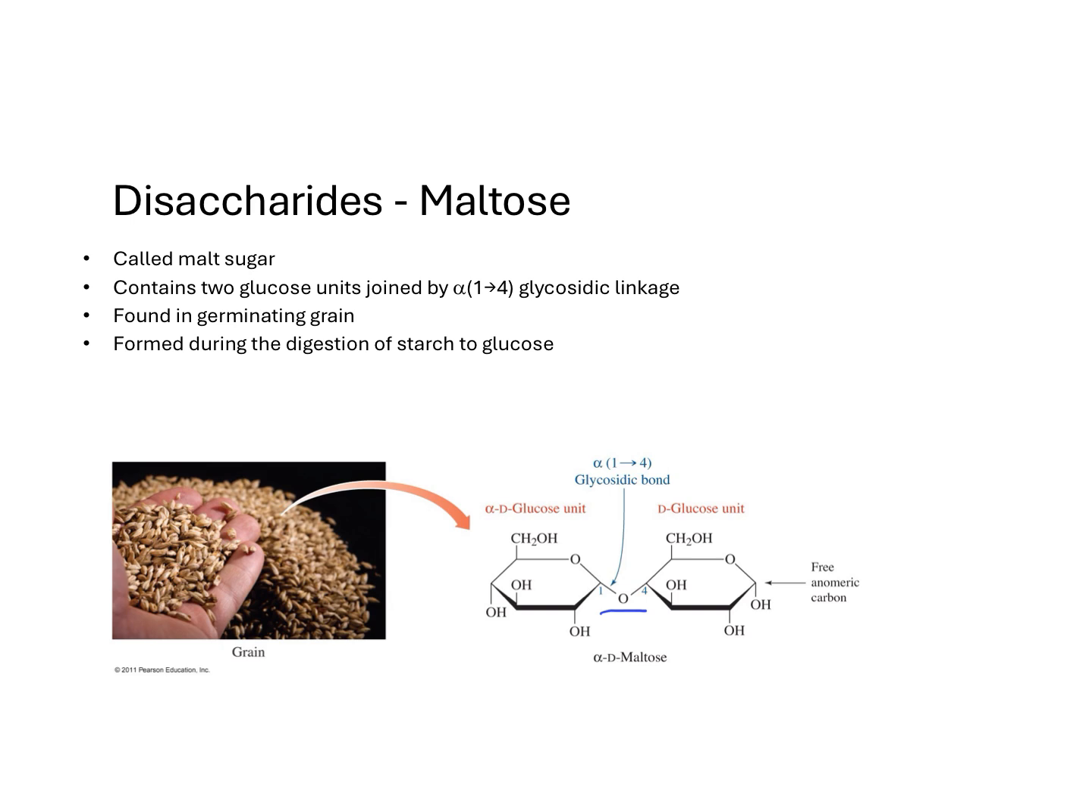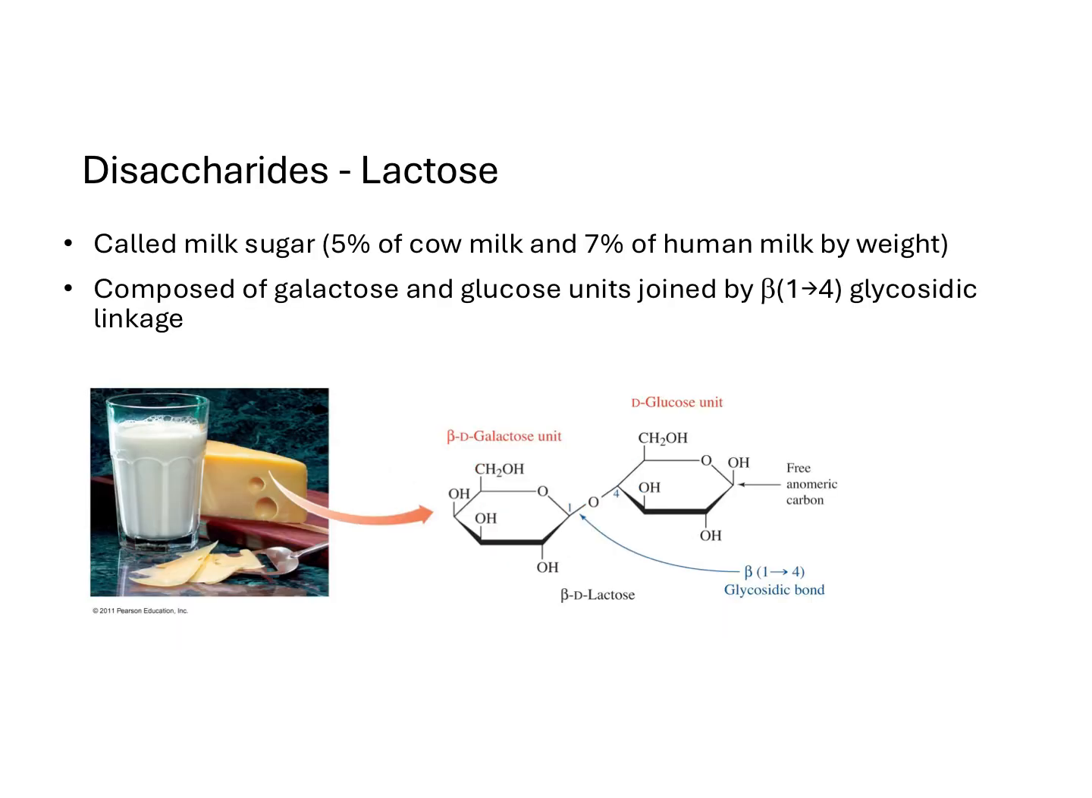It's generally found in germinating grains, so it pops up in things like beer, and it's formed during the digestion of starch to glucose. Lactose is another disaccharide we run into pretty frequently. A lot of times it's called a milk sugar. It is made of a galactose unit and a glucose unit. So you've got a beta 1,4 glycosidic bond here that links these 2 together.